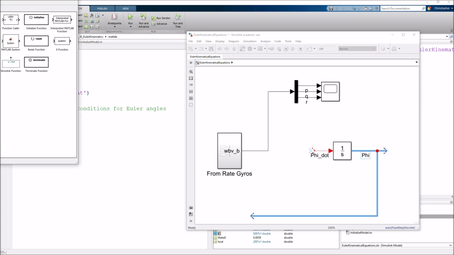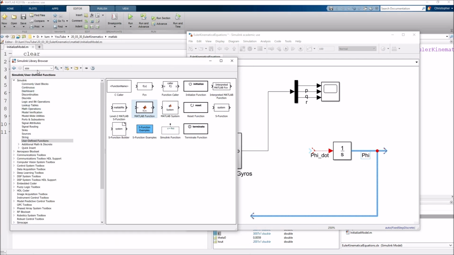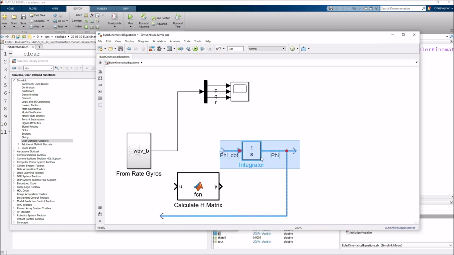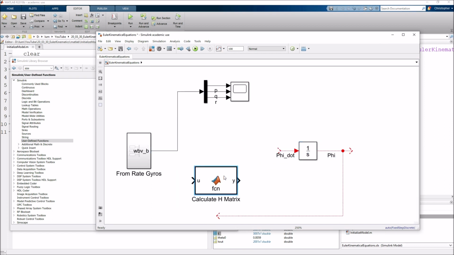I think an easy way to go about doing that is I'll bring up my Simulink library browser. I'll come here to user-defined functions, and I think the MATLAB function is actually pretty handy. It's pretty versatile. So I'll drag this in, drop it here, and instead of calling it MATLAB function, let's call this thing calculate H matrix. Let me see if I can blow this up to give ourselves a little bit more room and reposition some of these blocks.